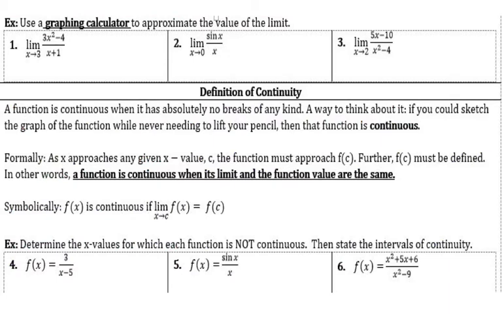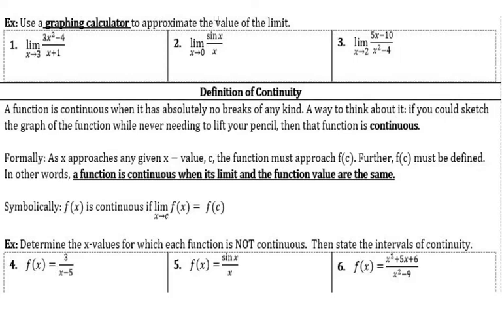Now we're going to talk about how to use a graphing calculator to approximate the value of a limit. And I know if you took Calc AB last year, you know lots of different shortcuts on how to do this by hand for many of these problems. But for right now, I really want to get you used to how to use your graphing calculator to do this. It's possible that you're going to come across limits that you actually don't know how to do by hand, and you might need a calculator to do that.